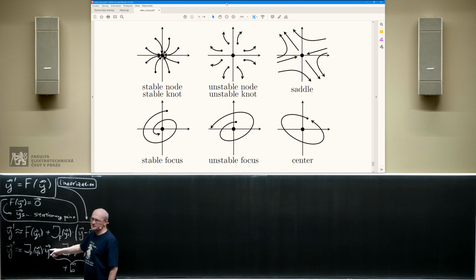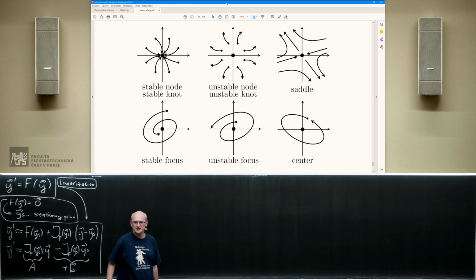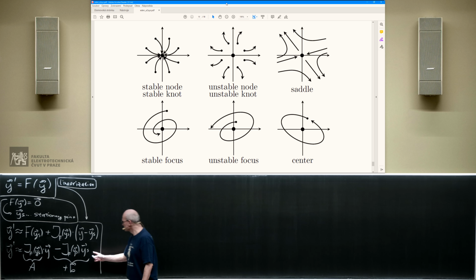This is our unknown function, and that's a matrix. And again, it has constant coefficients. It's a constant matrix, so we can call it A. And when I look at this, I can actually see a linear system, which is not homogeneous, perhaps. We don't know. This could be 0, for all I care.